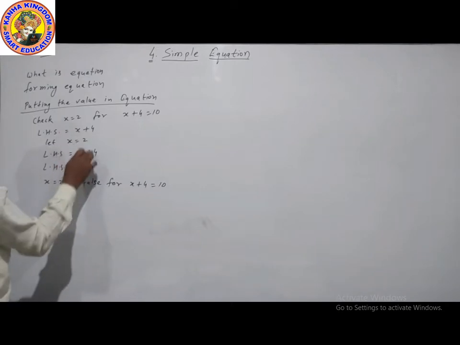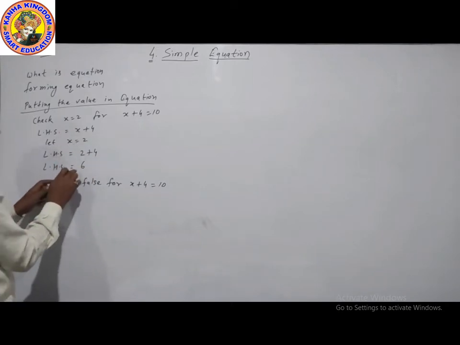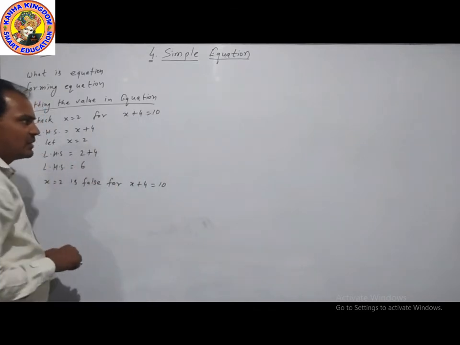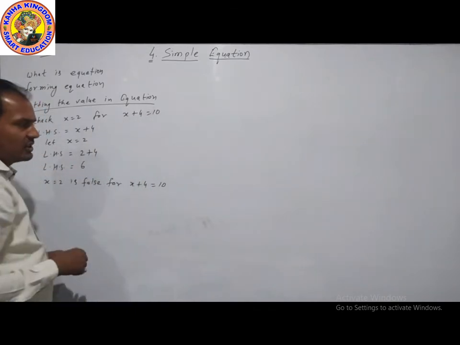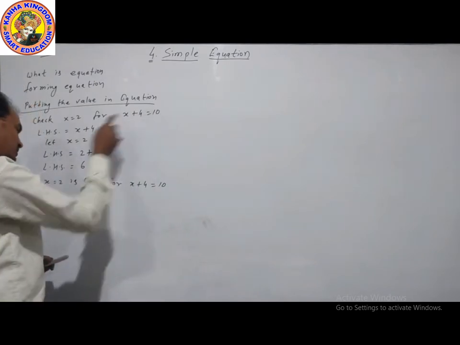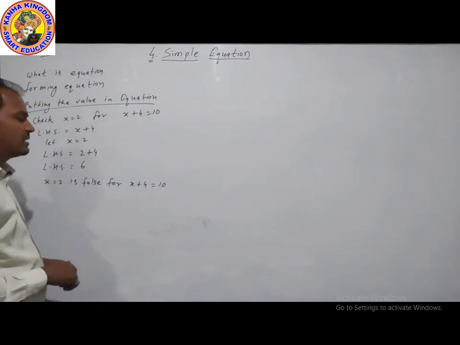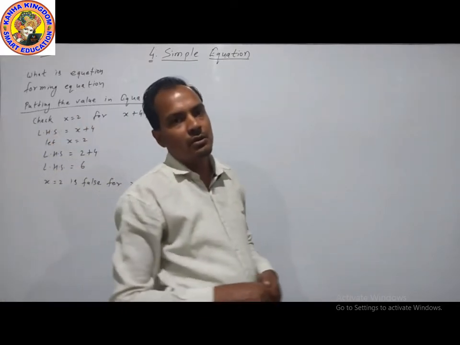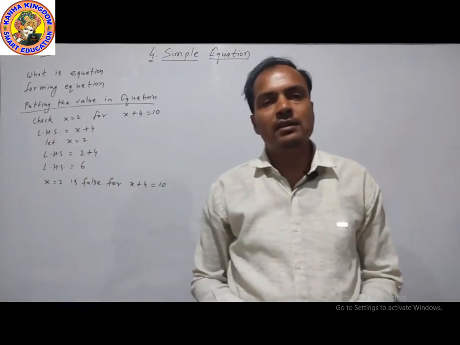Then 2 plus 4, 2 plus 4 is 6. Left hand side says the answer is 6, right hand side says the answer is 10. 6 and 10 are not equal, so x is equal to 2 is false for x plus 4 is equal to 10. You can take a screenshot of this. We will move to our exercise.